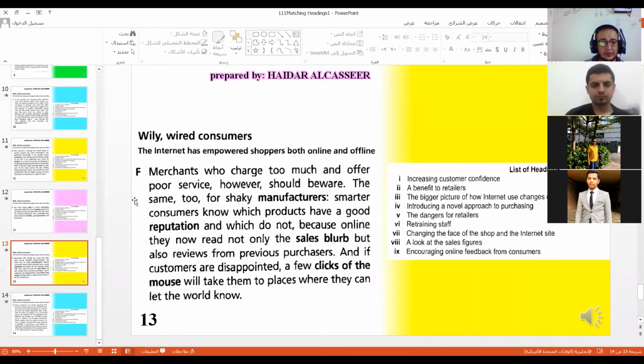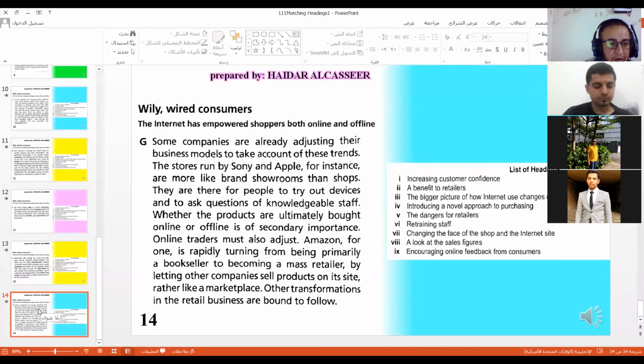V, the dangers for retailers. Thank you. Why? In paragraph F, he said beware, and beware is synonym for dangers. Merchants should be aware. Merchants, yes. This word should be aware. And here, dangers for retailers, dangers for merchants. So this is the right answer. Thank you very much.